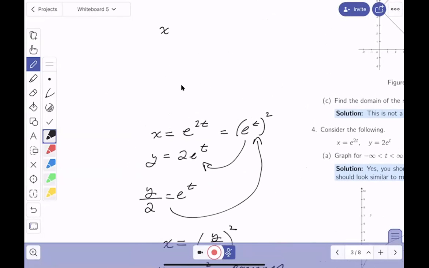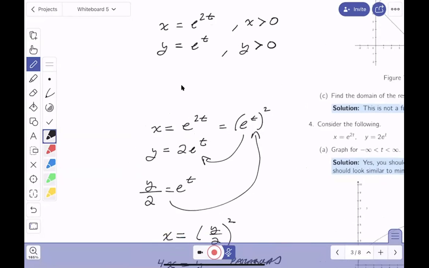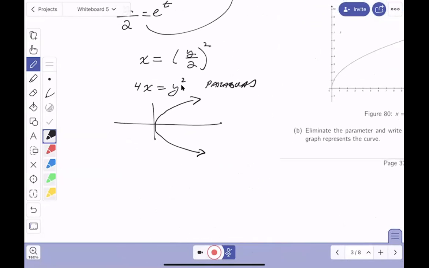If you have x equals e to the 2t, and you have y equals e to the t, what do I know about x? X must be greater than 0. What about y? Y must be greater than 0. So let's go back to our graph. I'm going to refine it this time, and I'm going to put a circle here. You may wonder why that is. Both the x and the y must be greater than 0, so they can't touch it. So that's the graph, all right?